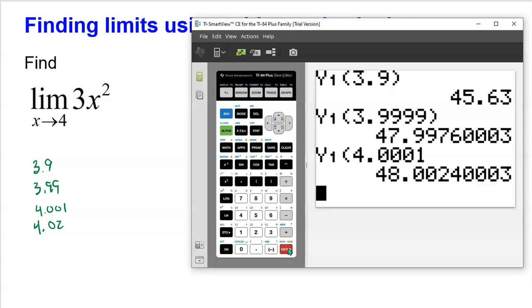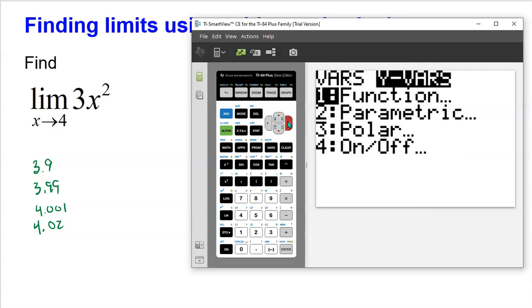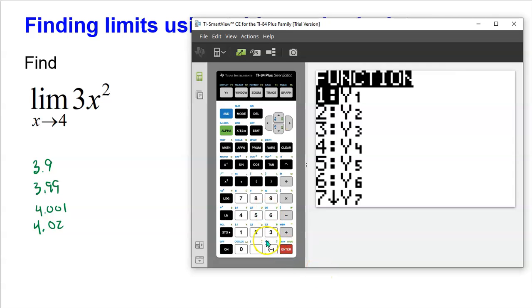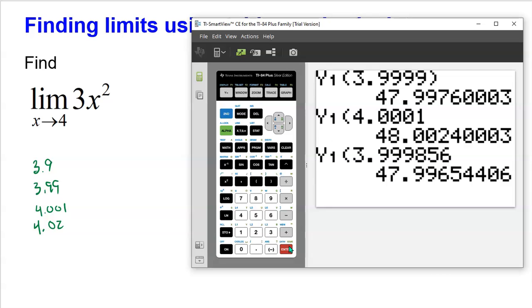So notice that at 3.9999, we were at 47.99, and at 4.0001, we're at 48.00. It does seem that the outputs, the y value, is really close to 48. And again, when I say get arbitrarily close, what I mean is you don't have to choose 3.99. So let me show you this. Let's grab y1 one more time. You're getting used to doing this. Let's get like 3.999856. Again, some number that's randomly close to 4. And you say, wow, that's pretty close to 48.